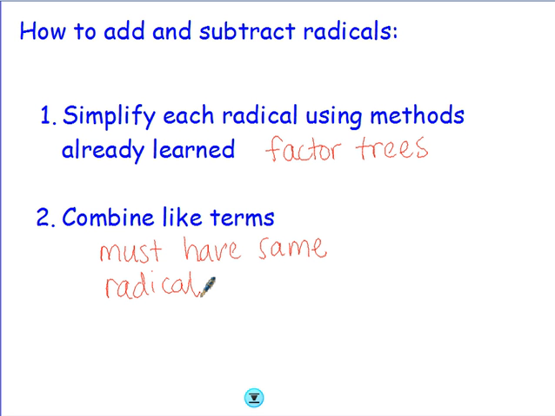You're going to have problems today that have multiple radicals that are different within one problem. So just remember, when we're looking for like terms, they have the same radical. They're both radical 2, or they're both radical 3, etc. So let's take a look at a couple of examples together.